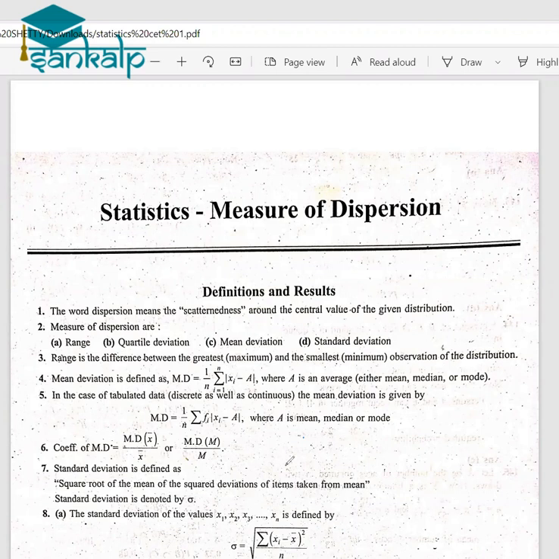So in case of mean deviation, we were making use of the mod values xi minus a, where a would be either one of these: mean, median, or mode. But in case of standard deviation, instead of considering the modulus value, we are considering the squared values, xi minus x bar whole square. Only this is the difference between standard deviation and mean deviation.